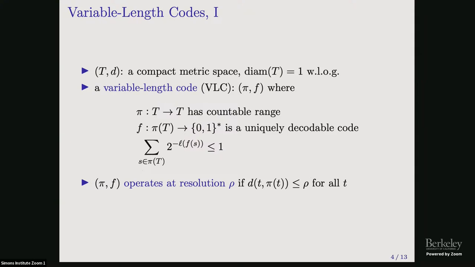So we have a metric space, right? That's the set that indexes our random process elements. Think about it as maybe, these days everybody works with neural nets. So T is actually a subset of a high dimensional Euclidean space listing all the weights of your neural nets, or I don't know, your attention matrices, or whatever it is that kids these days do.